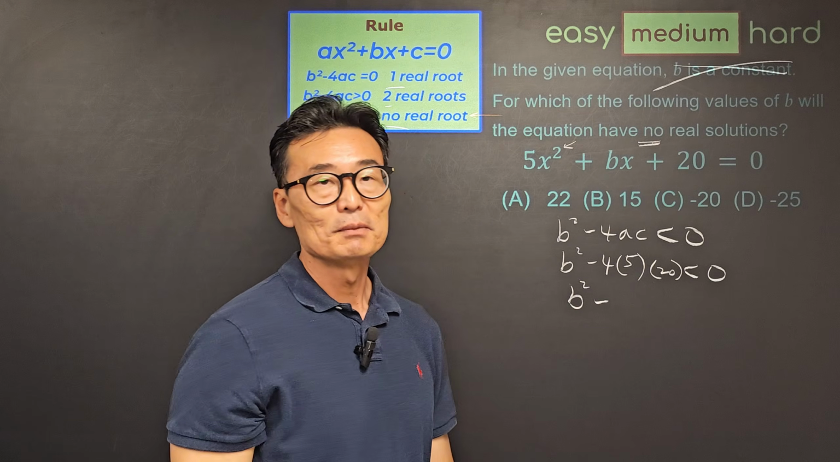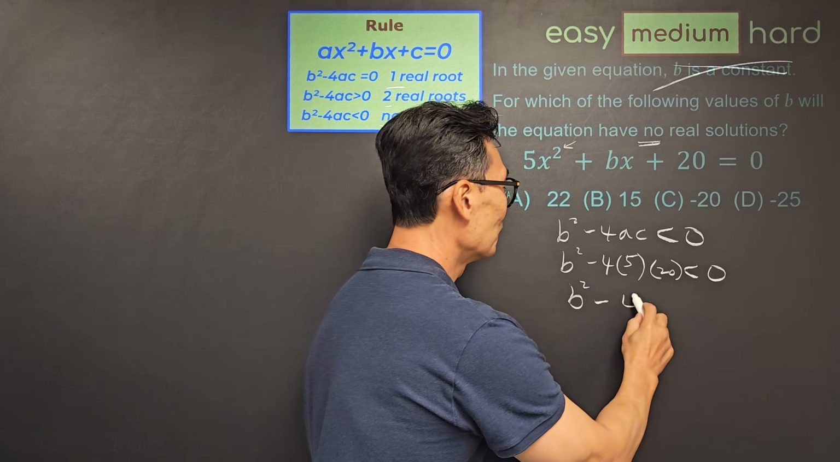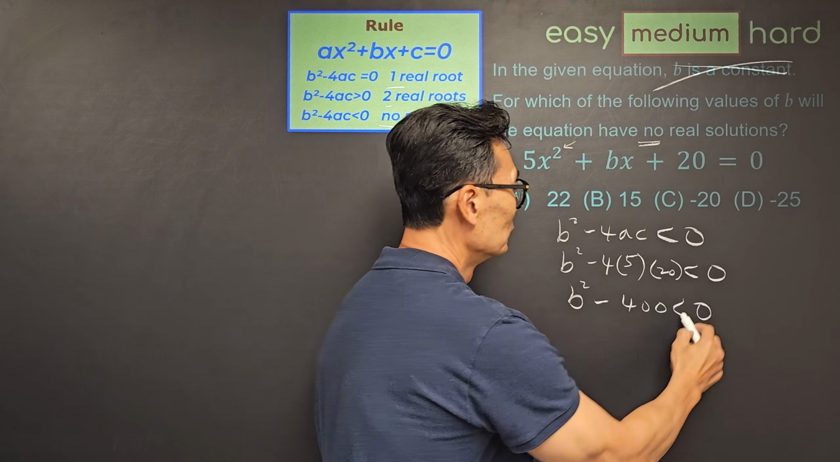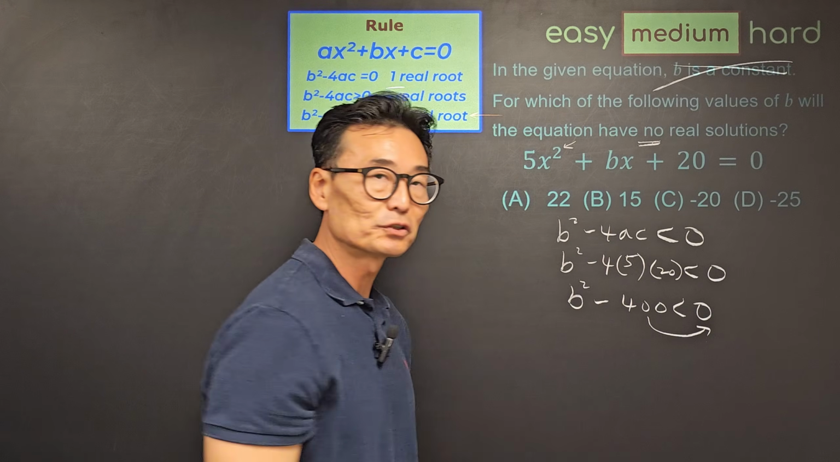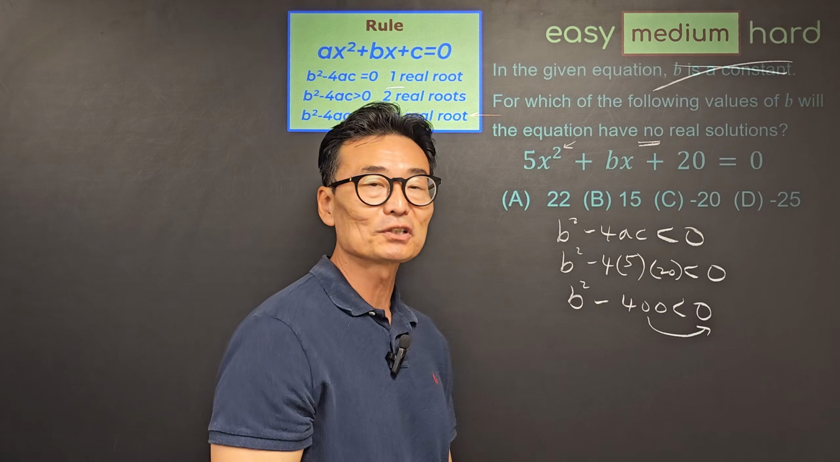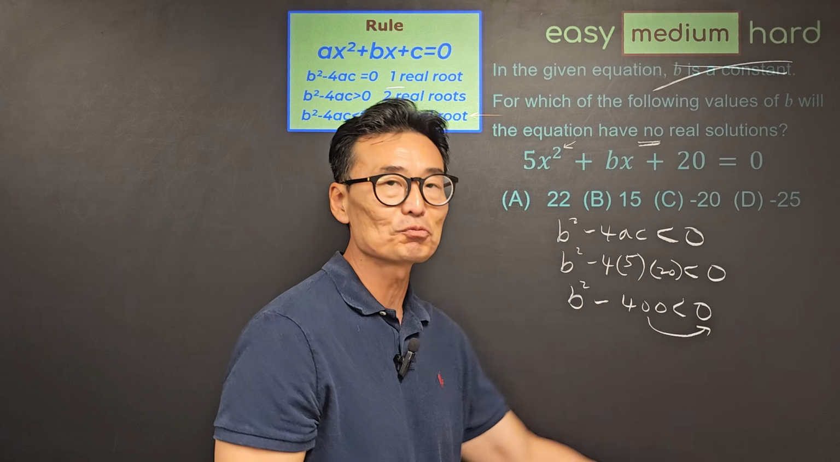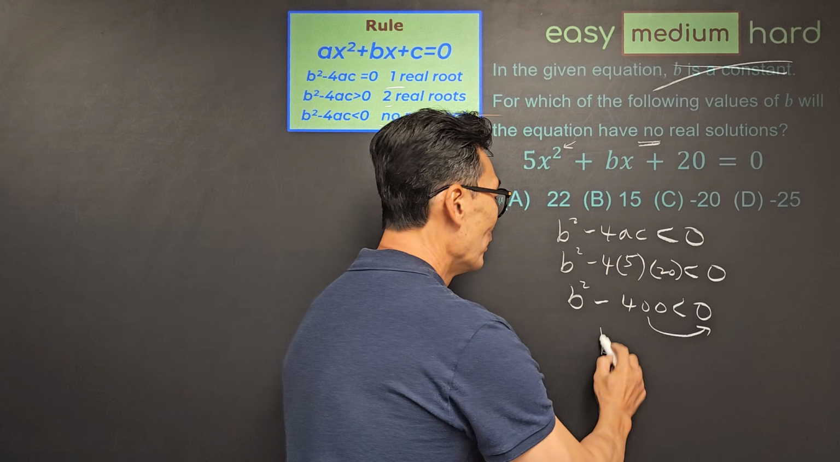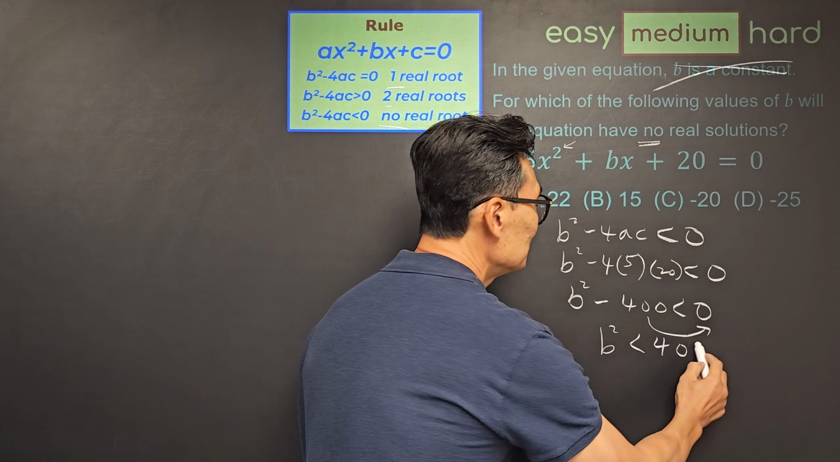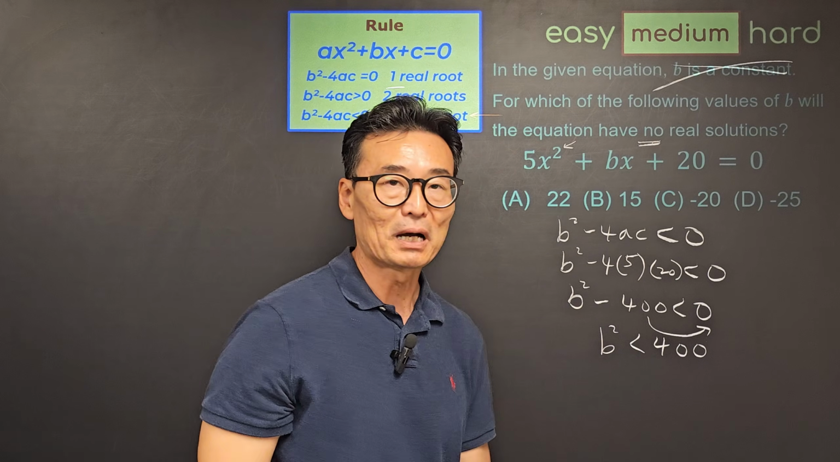If you do 4 times 5 times 20, you get 400. Bring the negative 400 to the right side. Instead of adding 400, I like to take that negative 400 and just bring it to the right side, where the sign changes from negative to positive.